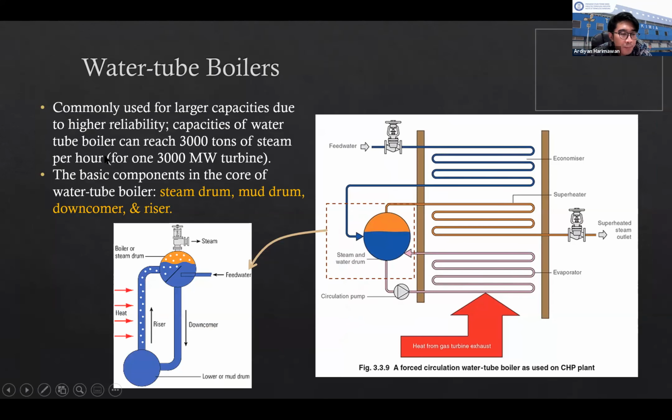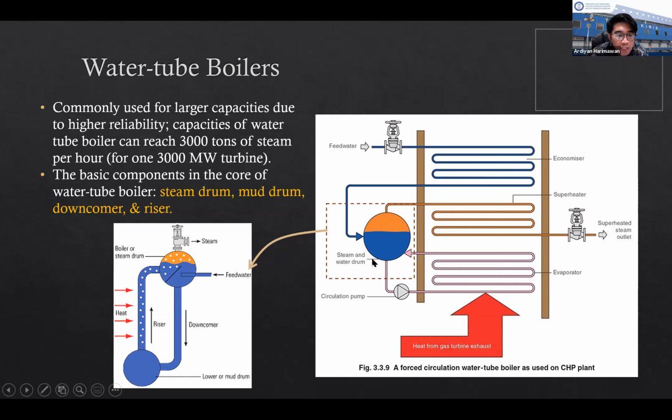Basically, this water tube boiler is used if you want larger capacities and higher reliability. The capacity of the water tube boiler can reach up to 3,000 tons of steam per hour. So this is used for one 3,000 megawatt turbine. So basically, in a water tube boiler, you will have an arrangement like this one.